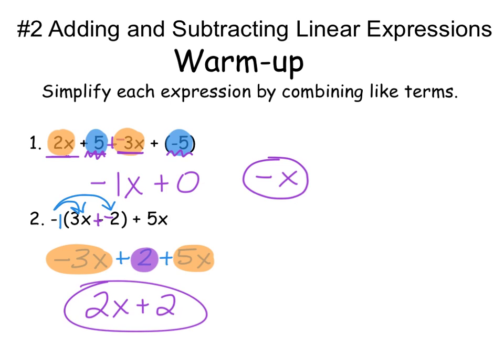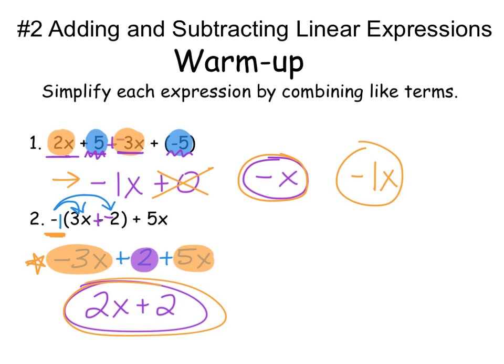So if we look at our answers for this warm-up, number 1 and number 2, the first one, when I combined my like terms, I initially got negative 1x plus 0. But we don't really actually have to write 0. And negative 1x could just also be written as negative x. If you wrote your answer as negative 1x, that's okay as well. And for number 2, remember we first have to distribute this negative 1 that's sitting out front. And then after that, we have to pick out which are our like terms. And when I actually combined my like terms, I ended up with 2x plus 2.